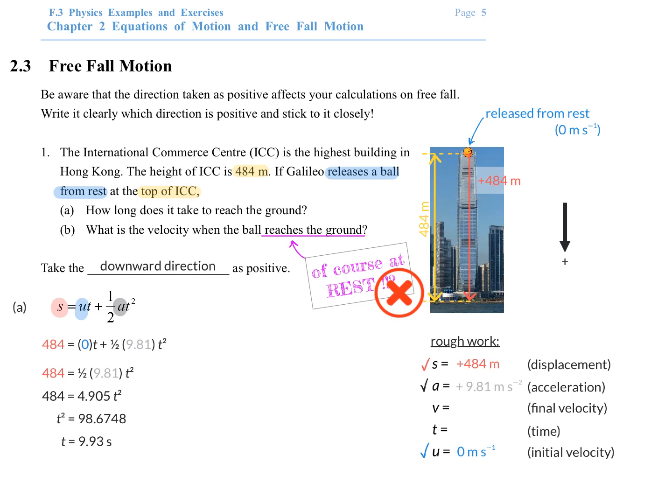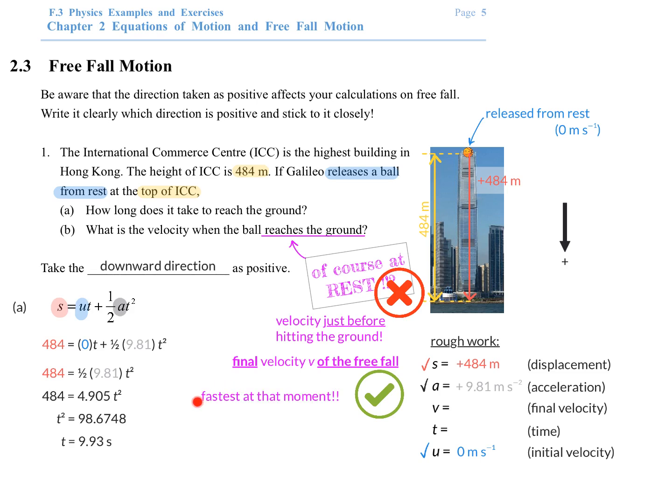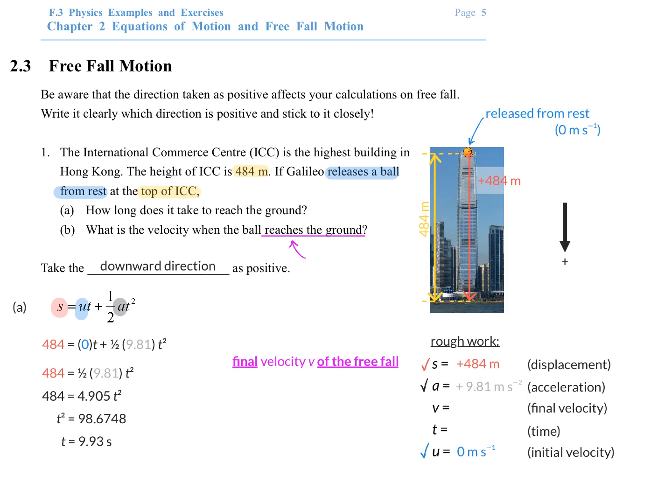When I speak of its velocity when reaching the ground, what I mean is its velocity at the moment just about to, but not yet hitting the ground. Roughly speaking, it's the last moment just before it touches the ground. That is, the final velocity v of the free fall. So, instead of being at rest, at that moment it should actually be moving at its highest velocity. Anyway, now that we know it is v that we are after, we can move on to calculations.